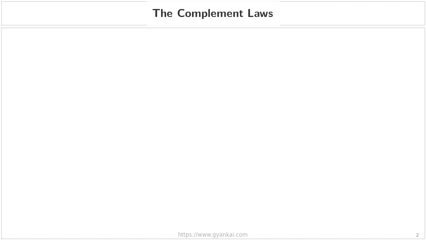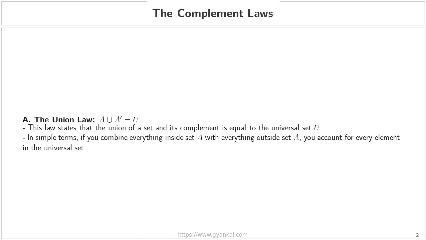The complement laws. First, let's look at Part A, which is the union law. This is written as, A union A prime equals U. In plain English, this law tells us that if you take a set and combine it with everything that is not in that set, you end up with the entire universal set.